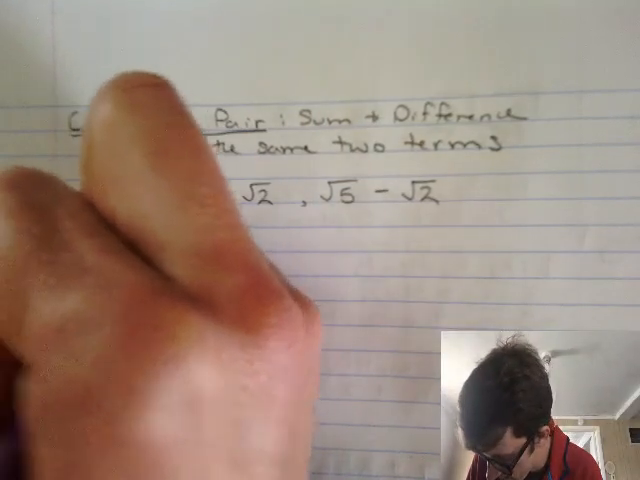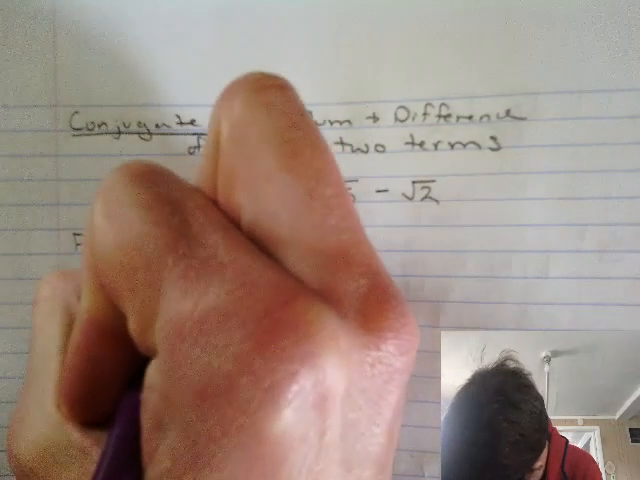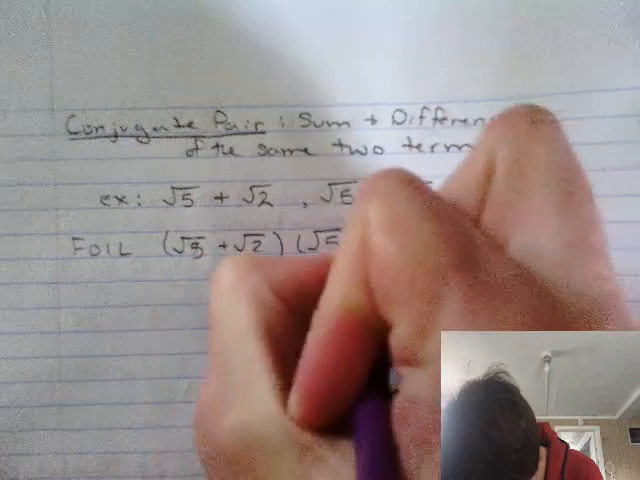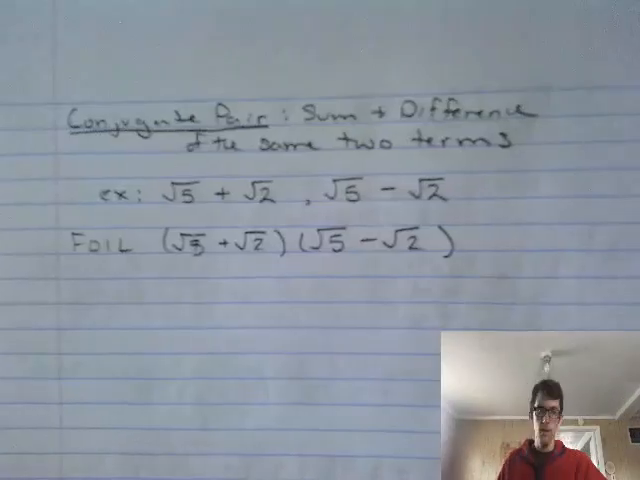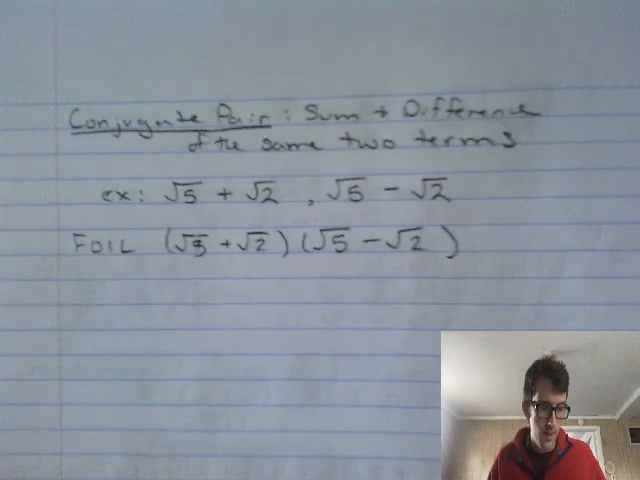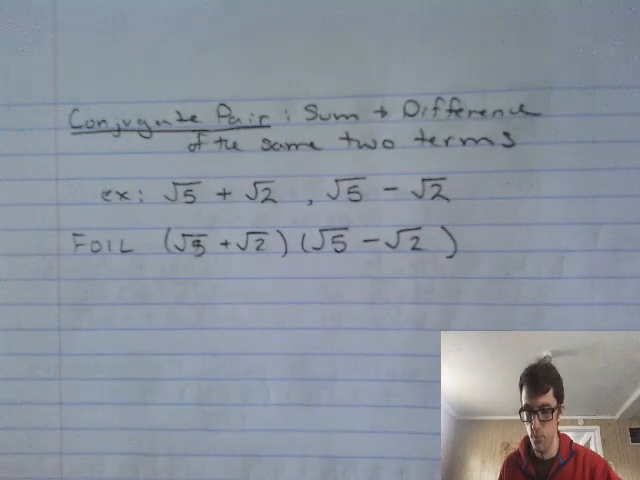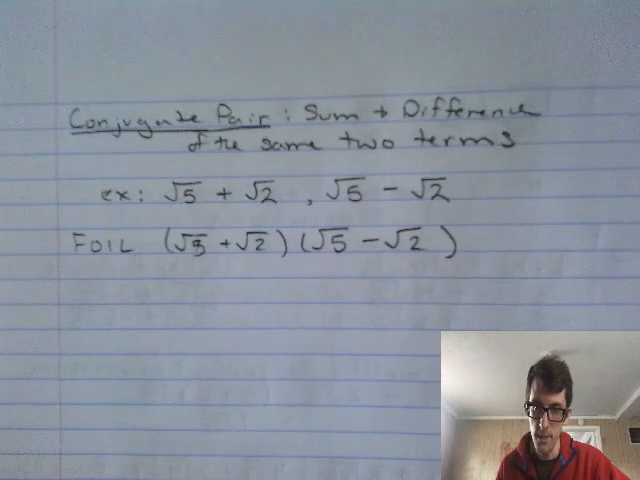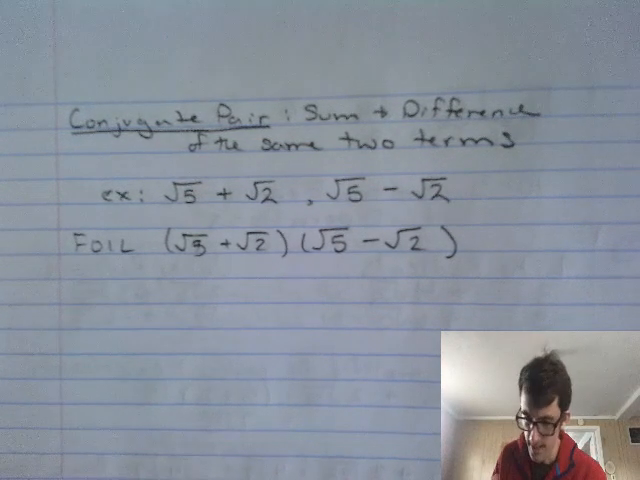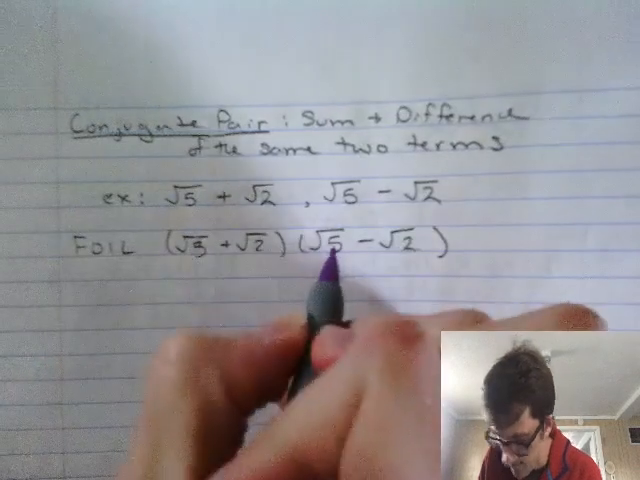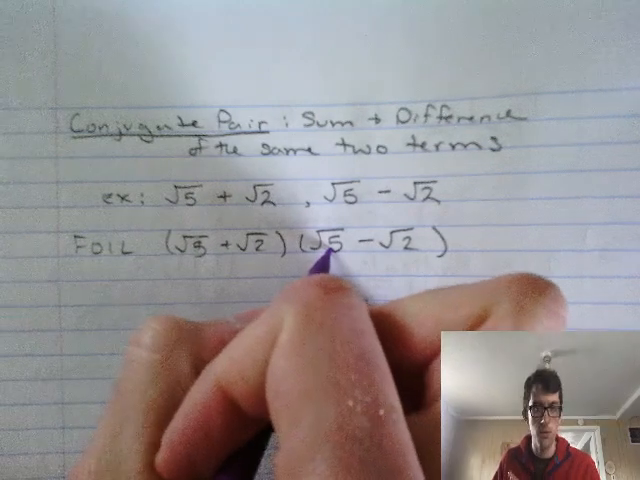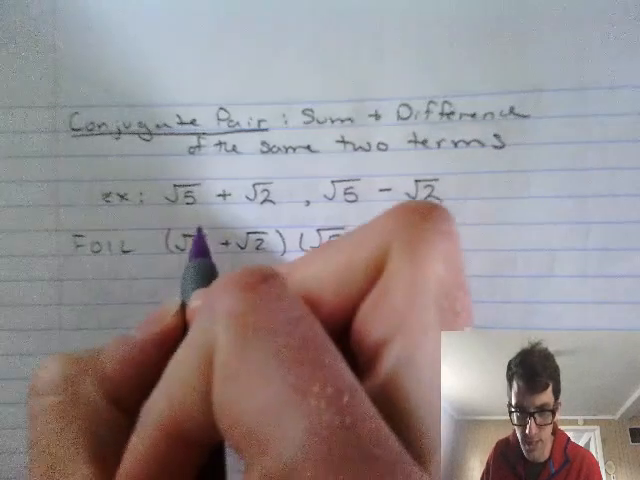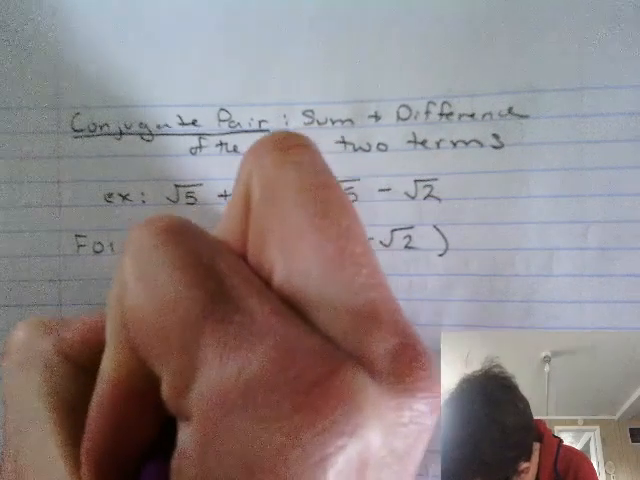If we were to FOIL the square root of 5 plus the square root of 2 and the square root of 5 minus the square root of 2, one thing that we should notice is that this is actually similar to one of the factoring patterns back in chapter 8. We'll FOIL this out. So the square root of 5 times the square root of 5, since we're multiplying the square roots by the same thing, it just ends up being what's inside. So it's going to be 5.